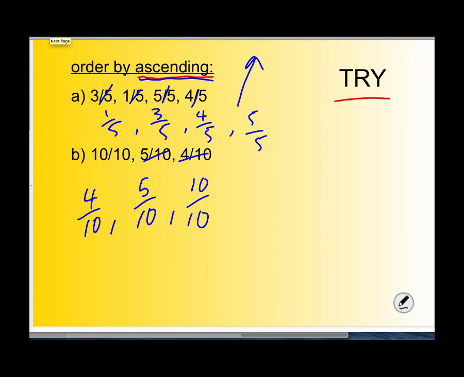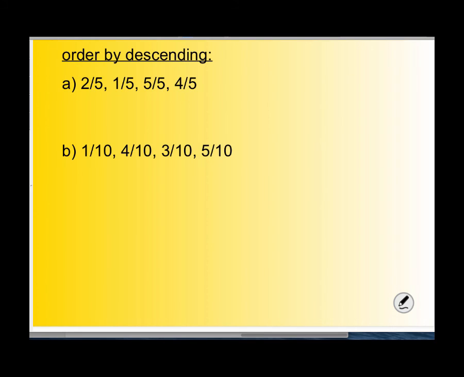We're up to the next bit. Order by descending. This is the try phase as well. You have a go at this yourself. Thank you. Pause me and have a go. Remember, it's descending, so it's going down.